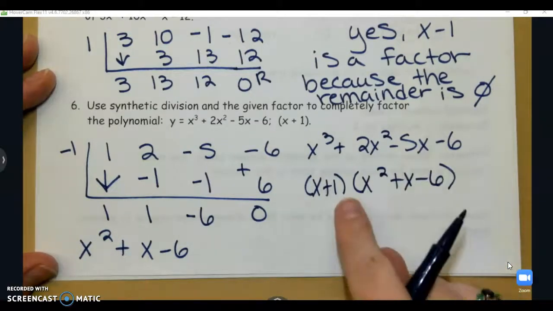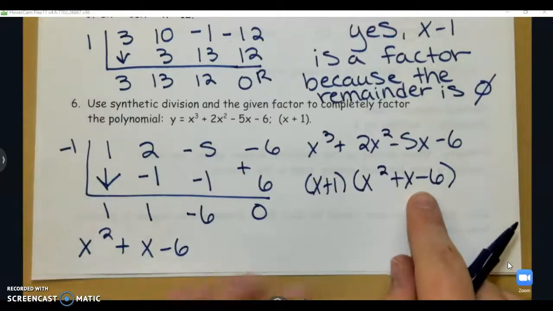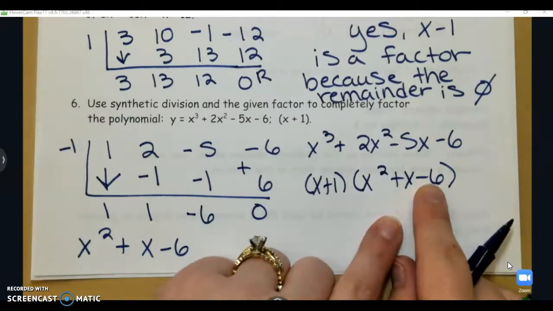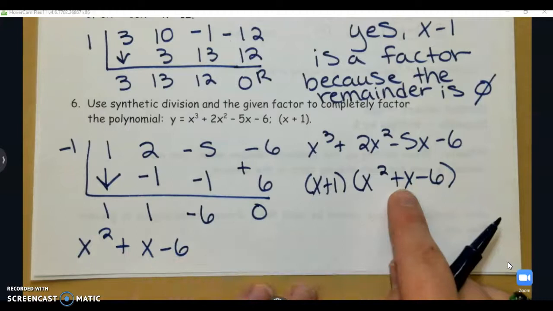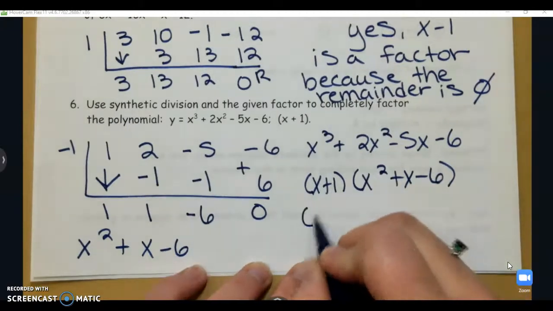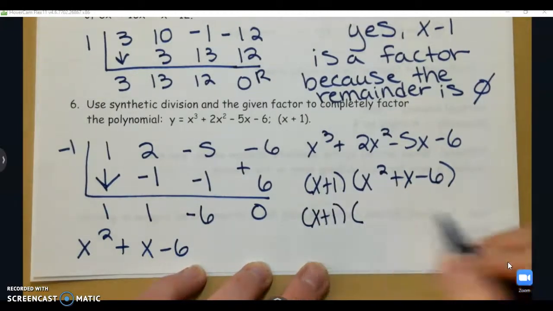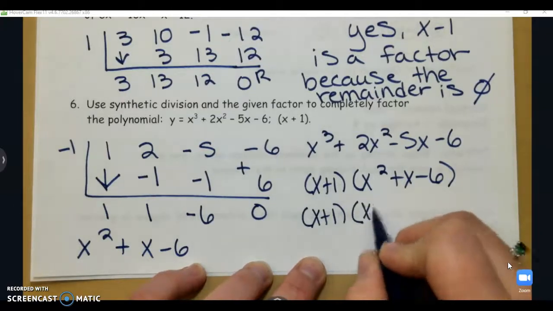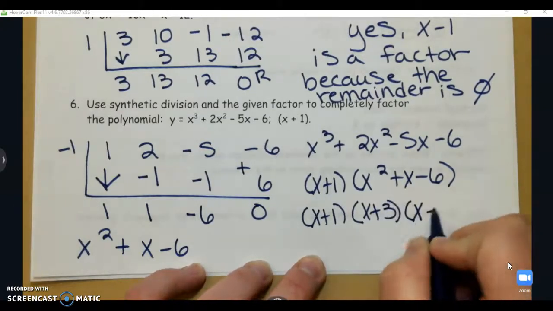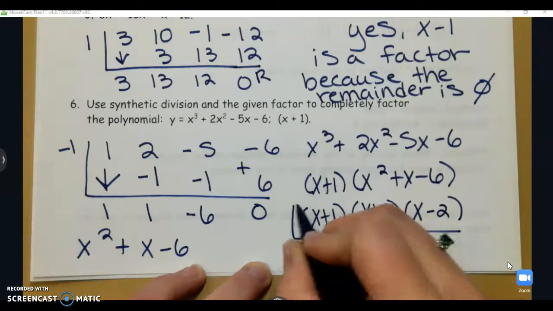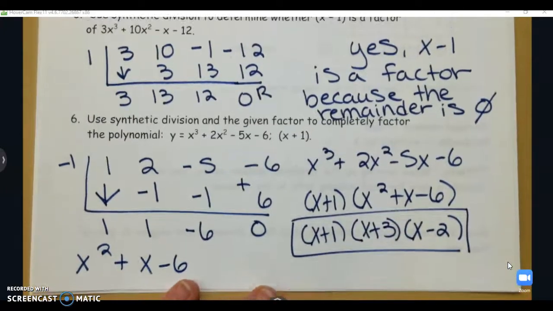So when it says factor completely, we now have a trinomial here that can also be factored. Numbers that multiply to -6 and add to +1 are +3 and -2. So to completely factor our original dividend, I can do so like this. And so I have 3 binomials multiplied together.